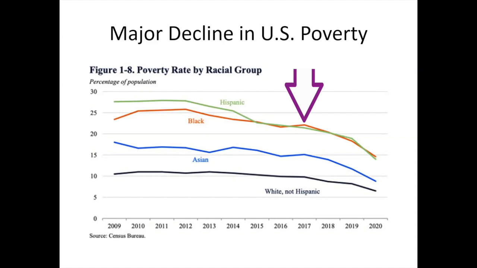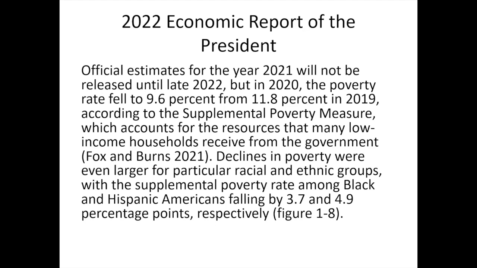Now, it is true that the biggest drop comes between 2019 and 2020. Right? But still, this was a substantial drop. So I wrote about this recently on my blog, and the Wall Street Journal picked it up as notable and quotable, because this graph was in the 2022 Economic Report of the President put out by Joe Biden's Council of Economic Advisors. And here's what they said.